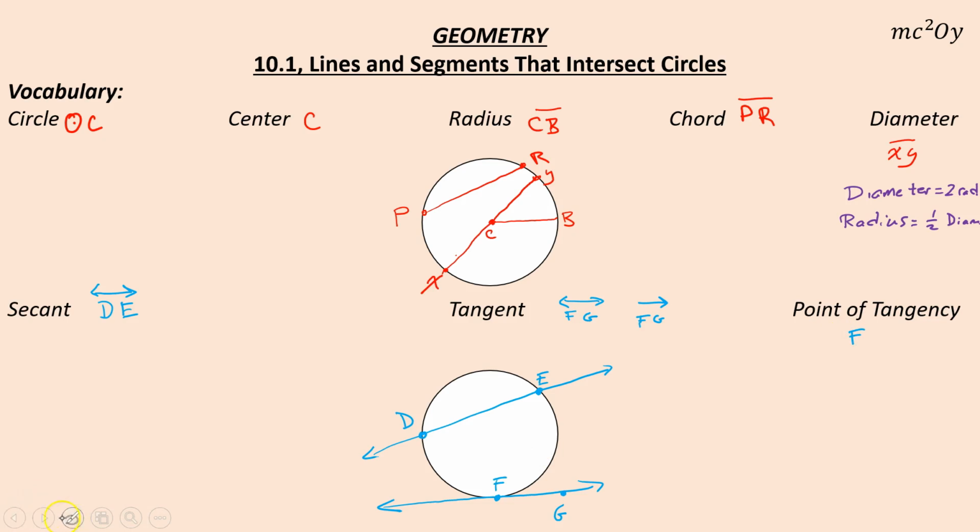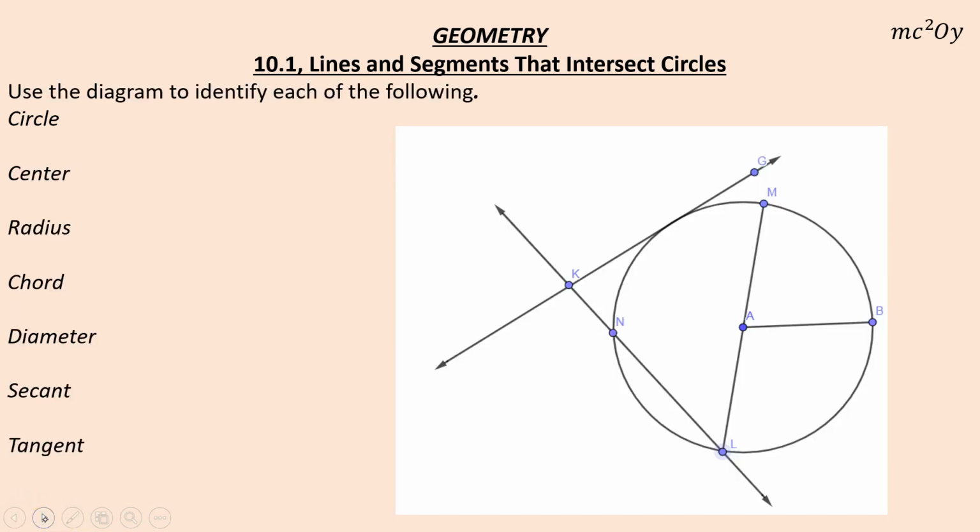Okay. Let's see if we can identify these things in this circle. So, okay, we have a circle here with some secants, tangents, chords, radii. So, center of the circle, well, that's the middle here, point A. Excuse me, the center of the circle is at A. And so we name the circle based on its center, so we call that circle A. The radius goes from the center out to the outer edge, so we have AB. Hopefully you paused this and tried this on your own here.